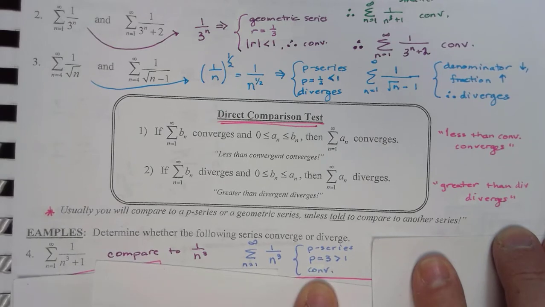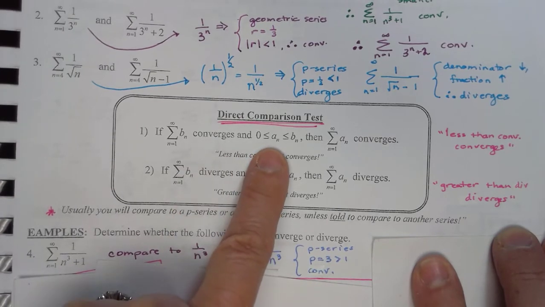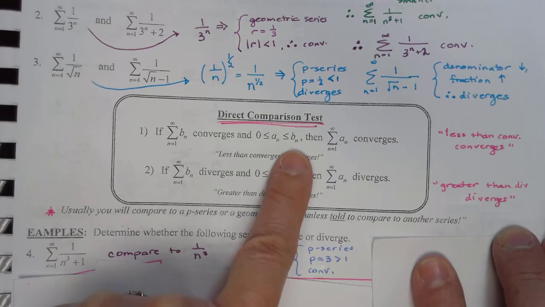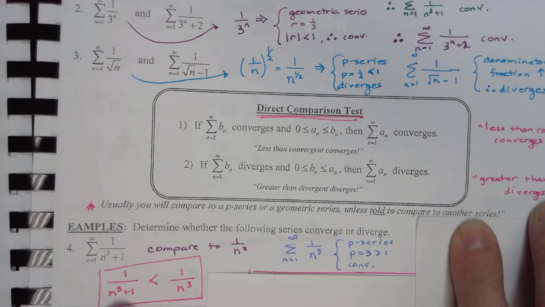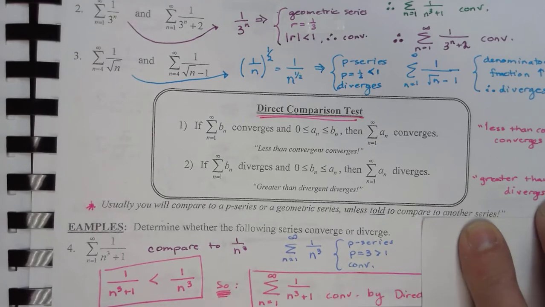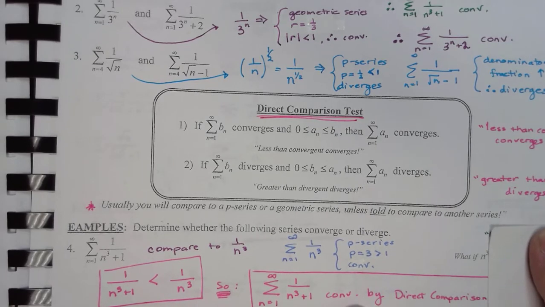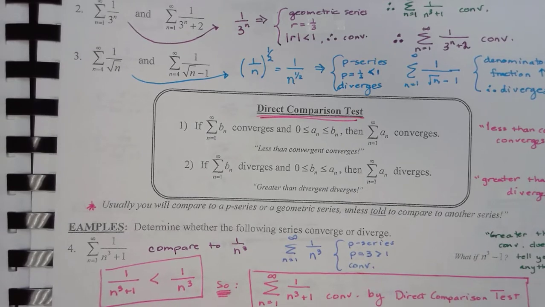So now, our known series converges, and we have to show that the series we're interested in is less than our known series. So we have to state that 1 over n cubed plus 1 is less than 1 over n cubed. So the series, n goes from 1 to infinity of 1 over n cubed plus 1, converges by the direct comparison test.